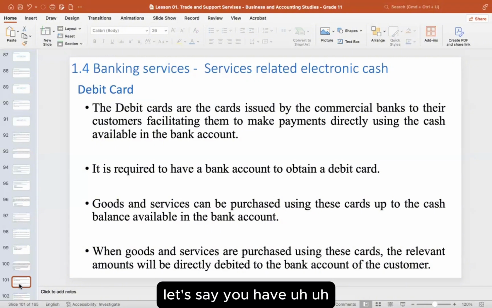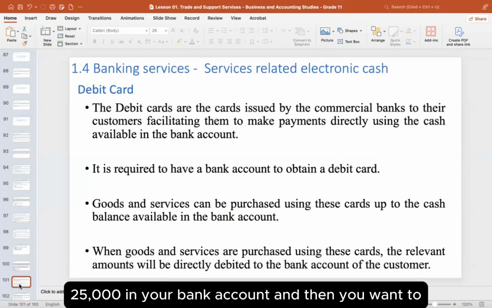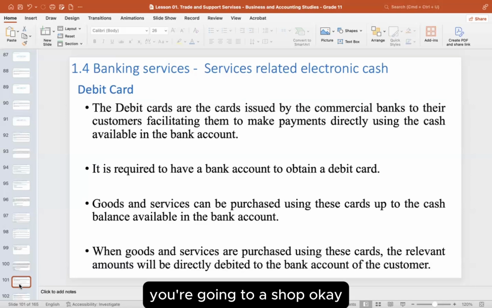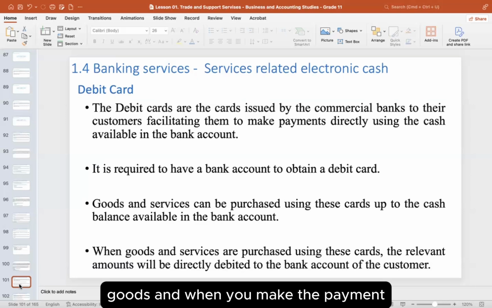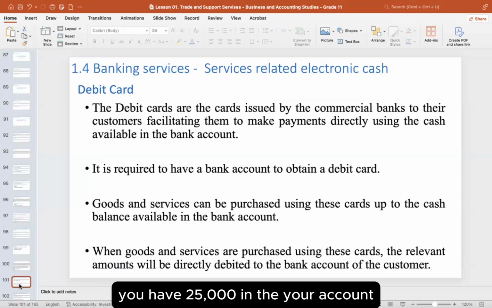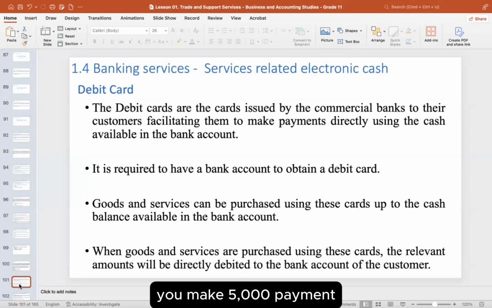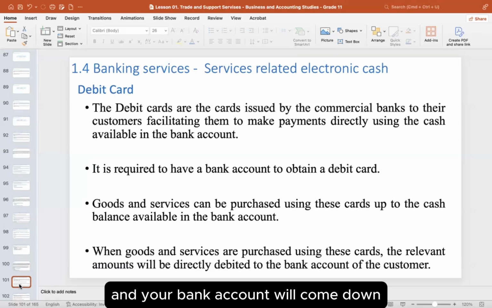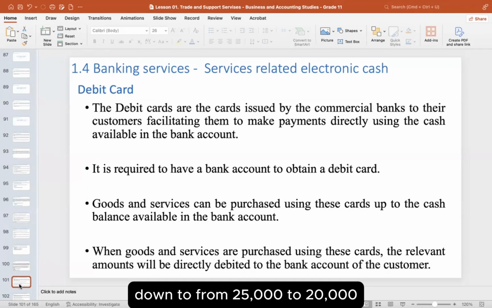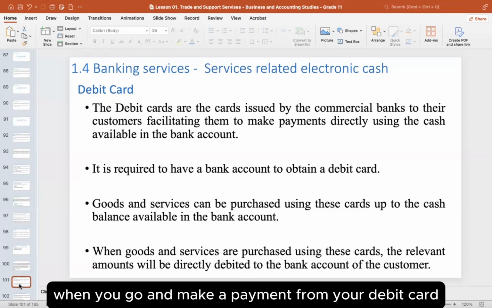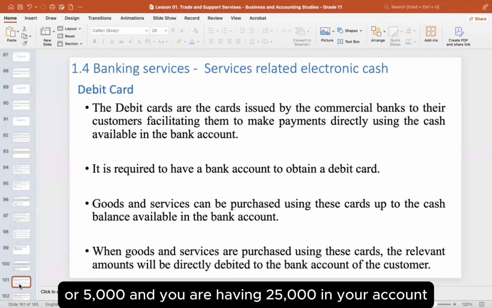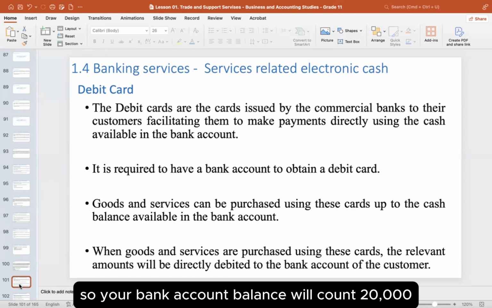Let's say you have 25,000 in your bank account, and you are going to a shop and buy 5,000 rupees worth of goods. When you make the payment, 5,000 will be deducted and your bank account will come down from 25,000 to 20,000. When you make a payment of 5,000 from your debit card and you have 25,000 in your account, your bank account balance will come to 20,000.